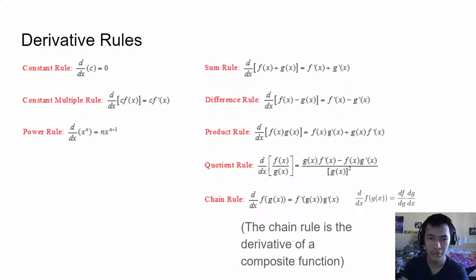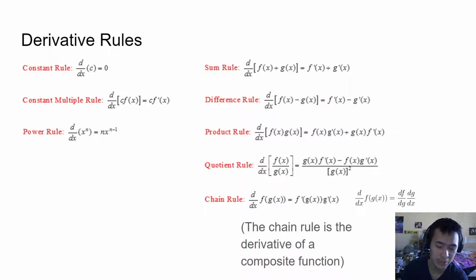Now, our derivative rules, I'm going to explain a few of them and then let you look over the rest. So, the constant rule just tells us that the derivative of a constant is 0, which makes sense because when you look at a constant, it's not changing because it's a constant. It's called a constant for a reason, right?